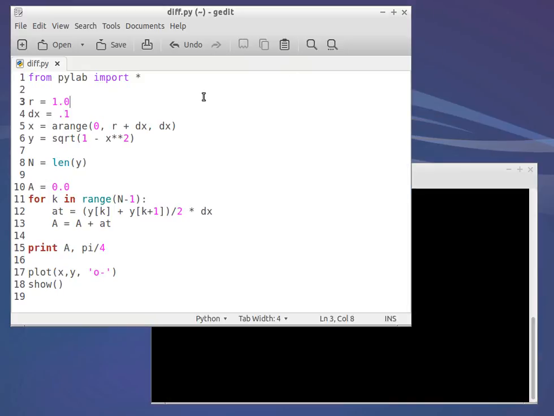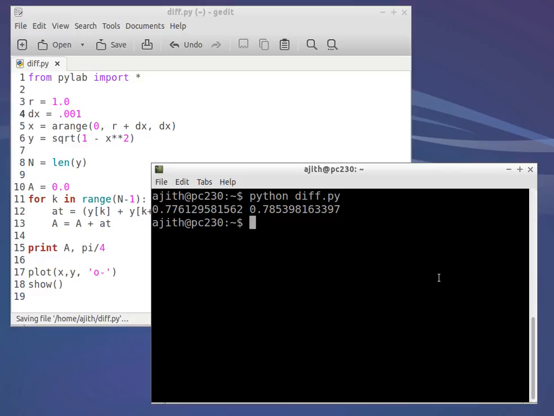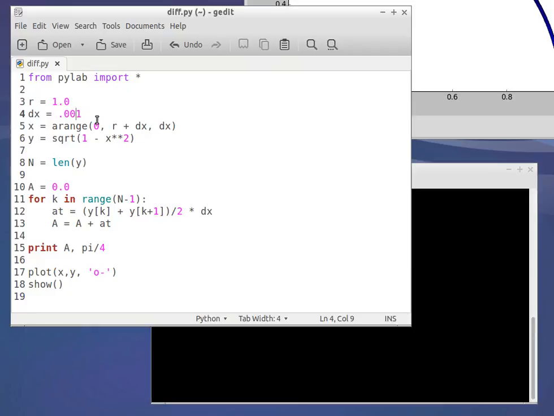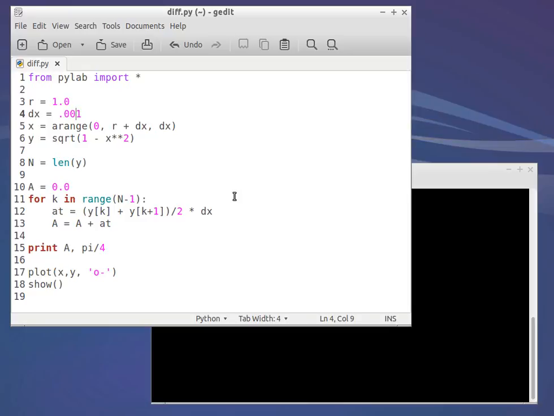So how do you improve the accuracy? You just reduce dx, a finer division. Now 0.7853, so up to 4 decimal places it is tallying. So if you keep on increasing this number, reducing dx, you get a better value. But again, here we need not do it like this. This is just to show you what is the technique involved and what is the meaning of it.